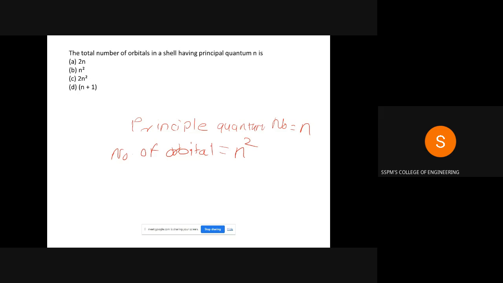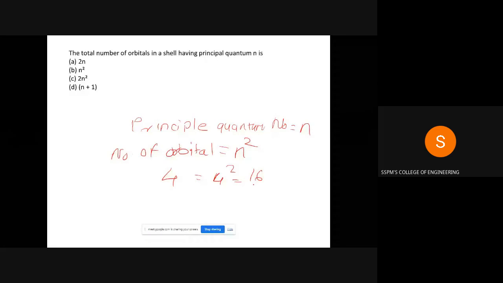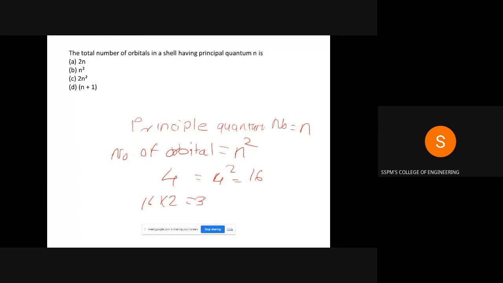Already we have found out in this type of example, n is equal to 4 and n square is equal to 4 square, that is equal to 16. So 16 orbitals are there, means what? 16 orbitals, one orbital contains 2 electrons, hence 16 into 2, that is equal to 32. So the correct answer is n square.